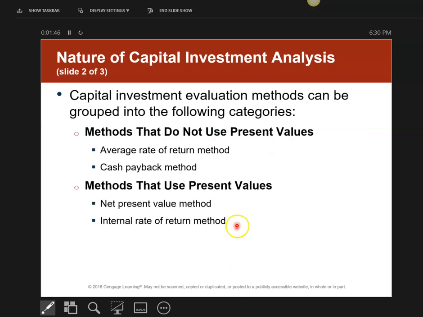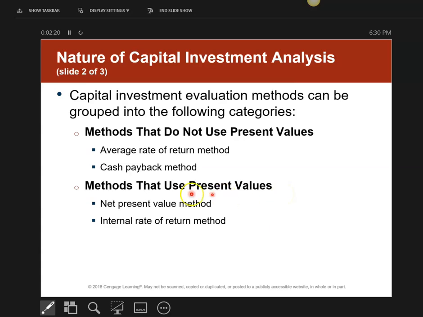We have to understand that we have two different categories of methods. Actually, we have four methods, but they're broken into two categories. The first two methods are under methods that do not use the present value. We talked about that in chapter 12 when I talked about bonds in accounting 1A, understanding what the present value of a dollar is. The two methods under that category are the average rate of return and the cash payback method.